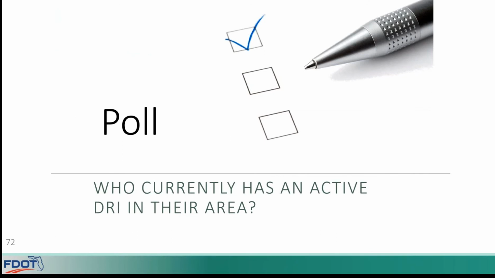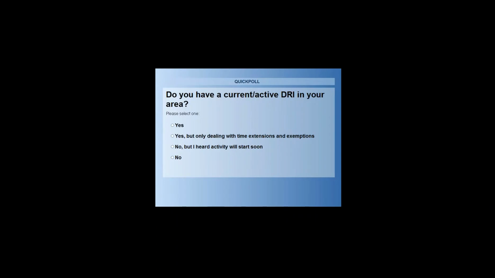Gary, why don't you take us through a poll to see, just among our listeners, who really has active DRIs in their area? All right, thank you. And I will do that in a moment. The question that we have is, do you currently have a current or active DRI in your area? You'll see that it's more than yes or no. It's yes, but dealing with time extensions and exemptions; no, but I heard something's going to start soon; or just absolutely no.